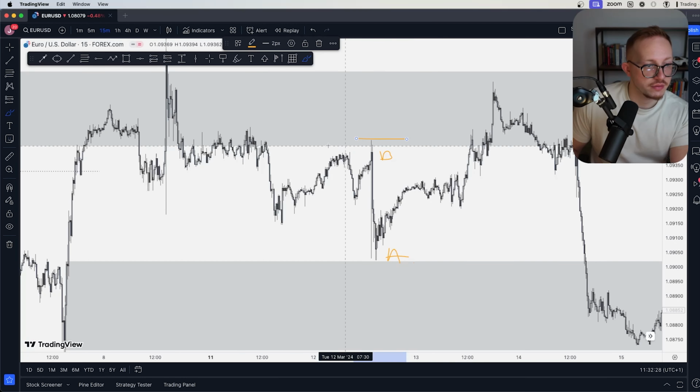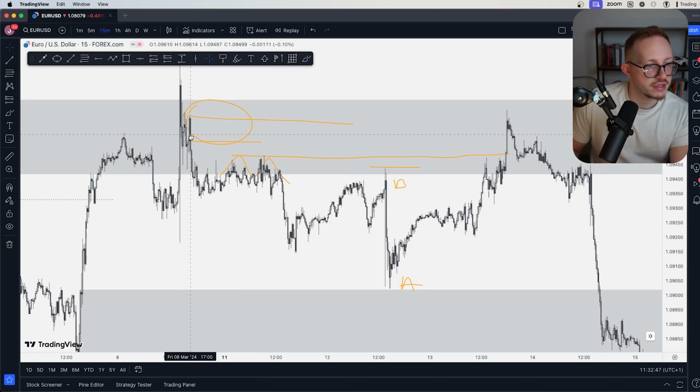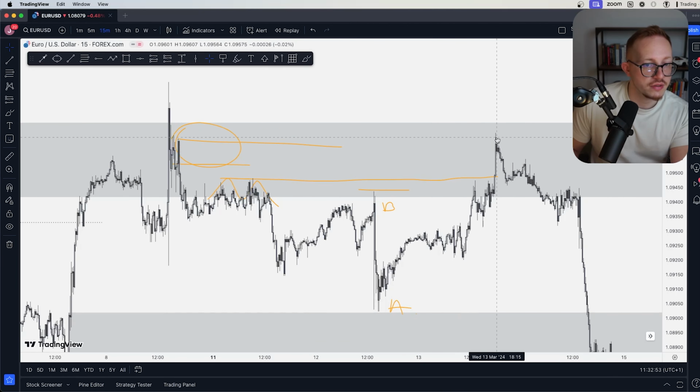If it breaks this one, it's most probably going to go somewhere up here. Because if it's going to break this one, it's going to break these highs. And then it's probably taking liquidity by taking these highs. So it's going to stall somewhere up here. You have some kind of order block up here that made a huge reaction downwards, causing this consolidation zone. So it's most probably going to stall somewhere up here.